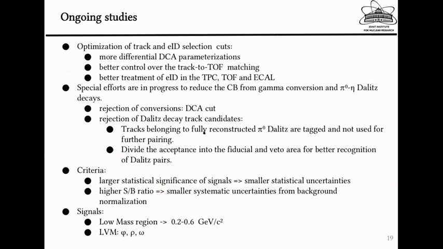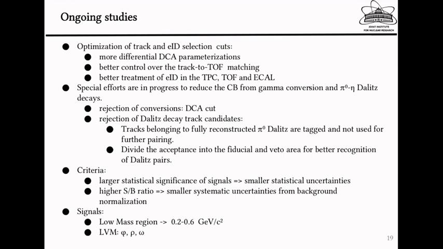As far as the current situation and the ongoing studies are concerned, the main focus is on a few things. The first is optimization of the track and EID selection cuts, since we are in a feasibility study stage. For instance, to get a more differential DCA parameterization, taking into account the phi dependence, pT dependence, and centrality dependence. Also to get better control over track to TOF matching, as well as EID within different detector systems like TPC, TOF, and ECAL. We are also putting special effort into reducing the combinatorial backgrounds from gamma conversion, as well as Dalitz decays of pi zero and eta.